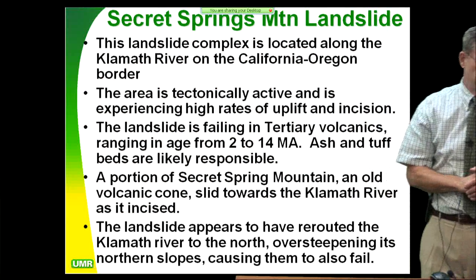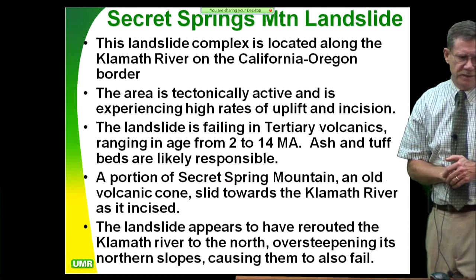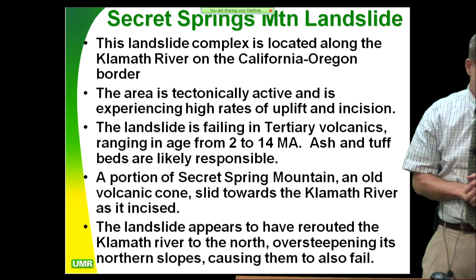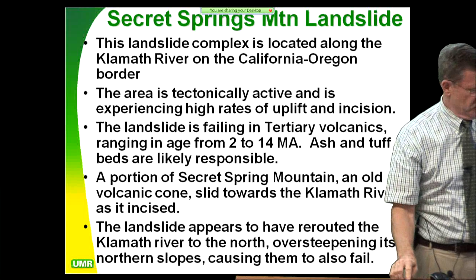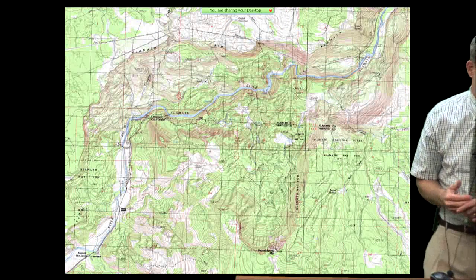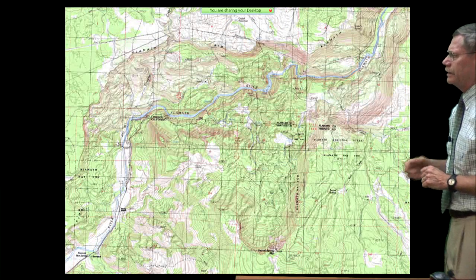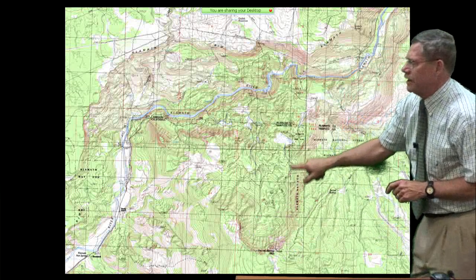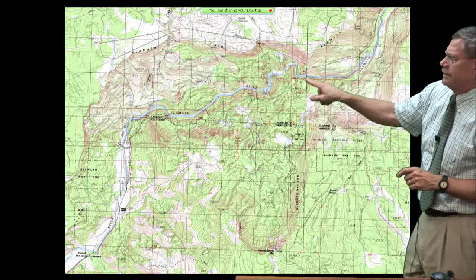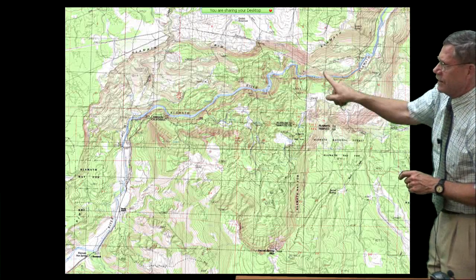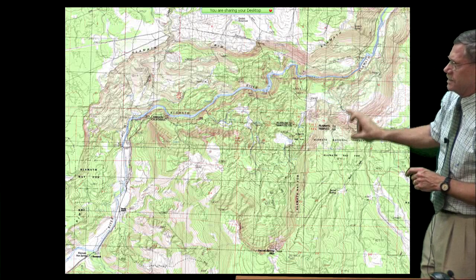Secret Springs Mountain. This is one that I worked on with the Forest Service out in the Klamath National Forest. I'll just go ahead and show you what it looks like. This is the largest one I know of in North America that I've ever worked on. Secret Springs Mountain down here. This is a very, very large complex that flows into the upper Klamath River. This is another piece of it right here. These are all square miles, these squares.